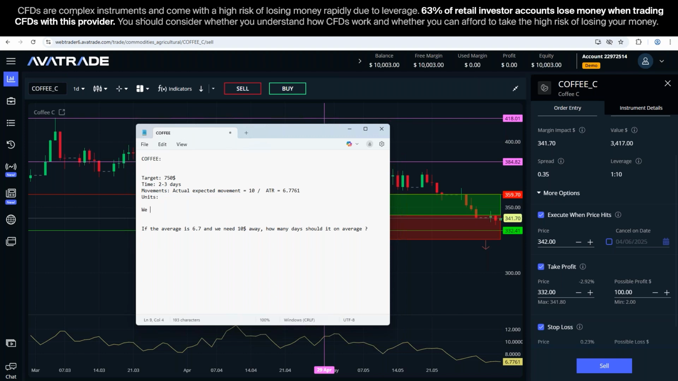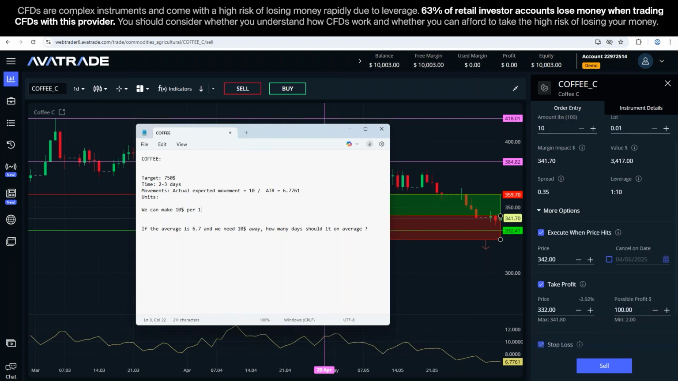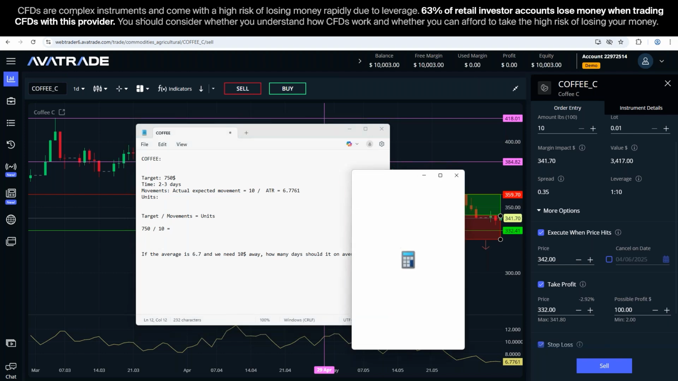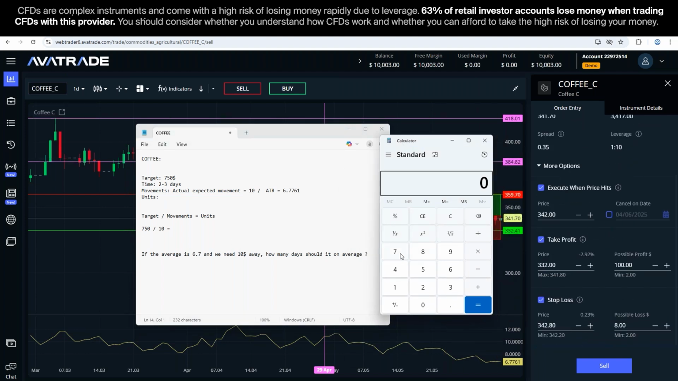So we can make $10 per $1 movement. Okay, let me write it to you as an equation. Target divided by movements equals units. If we go 750 divided by 10, how many units do we need, guys? Again, let me see who understands the action here.